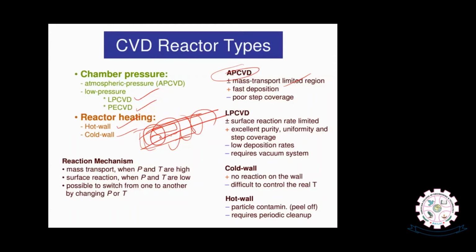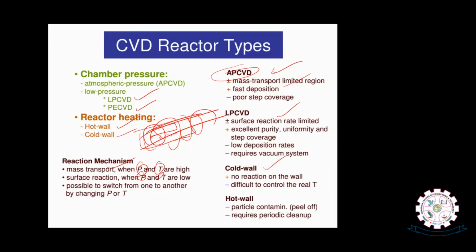Mass transport occurs if pressure and temperature are high, and surface reaction will occur when pressure and temperature are low. That is what I am telling you. If you are working at high pressures, that is called APCVD. LPCVD means you will have a surface reaction-limited reaction.